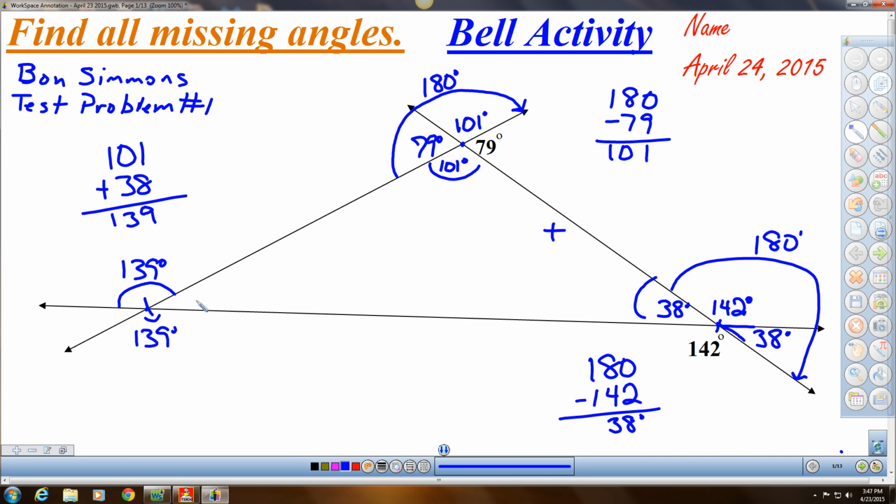Now, I can find this missing inside angle because all 3 of the interior angles add up to 180. So the rule is that if I subtract these 2 angles, which add up to 139, from 180, I can find the inside angle. So 139 subtracted from 180 is going to end up being 41. So this is 41 degrees, and the vertical angle is also 41 degrees.